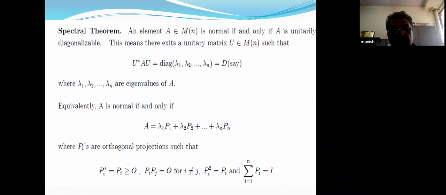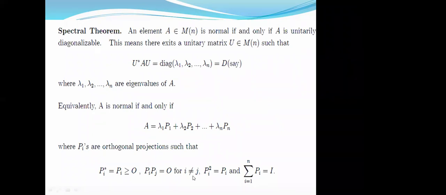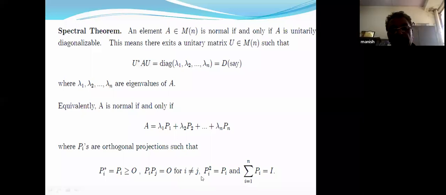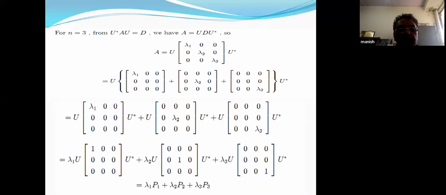Now, second, Pi and Pj are orthogonal for i not equal to j. That is, Pi multiplied with Pj is the 0 matrix. They are also idempotent: Pi square is Pi. And the sum of the Pi is equal to the identity matrix. This follows from the above spectral theorem. We explain how it follows only for n equal to 3. The arguments are the same for the general case.